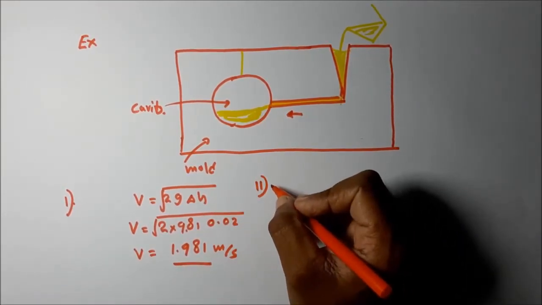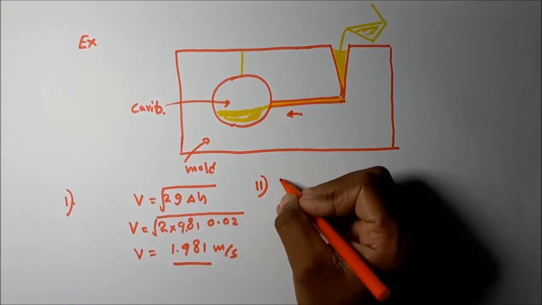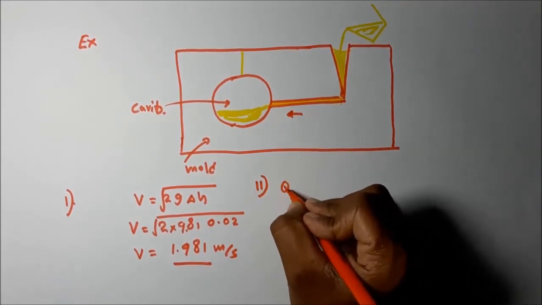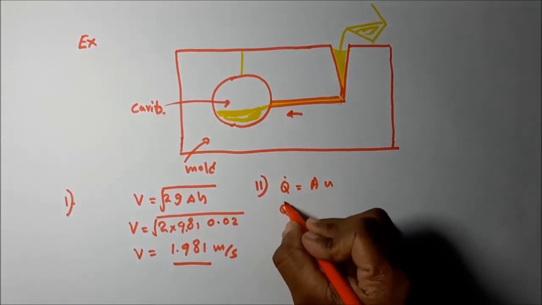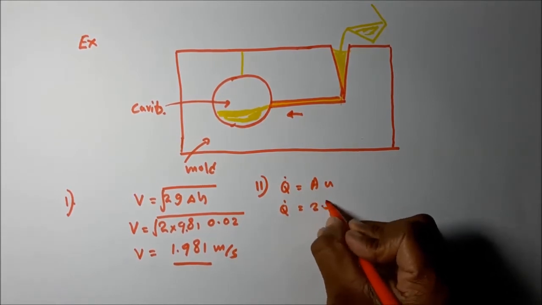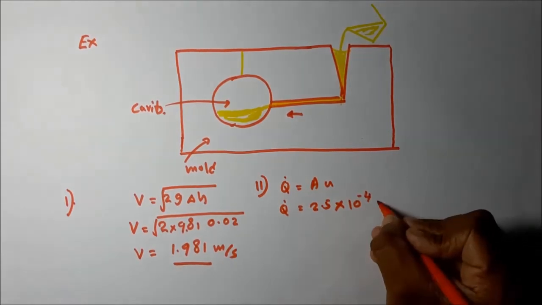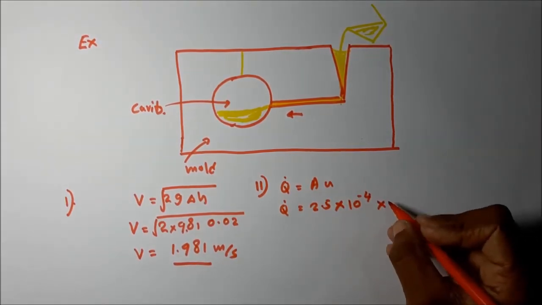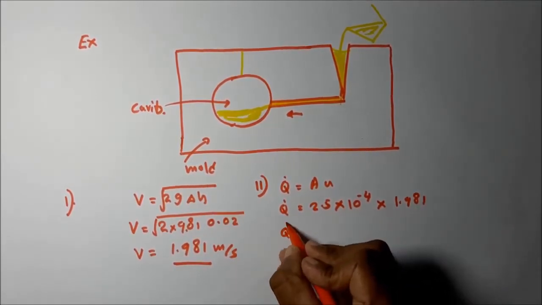The volume flow rate. That means the Q dot is equal to A u. The Q dot is equal to A, the cross-sectional area, which is also given as 2.5. I am going to convert it into meters, 10 to the power of minus 4, into the velocity u, 1.981.